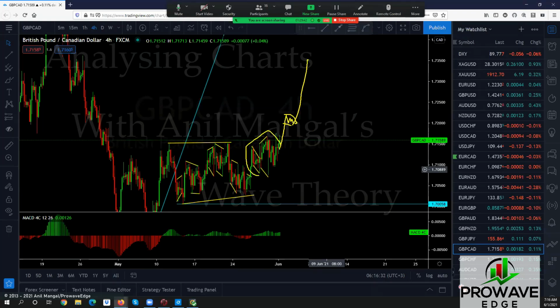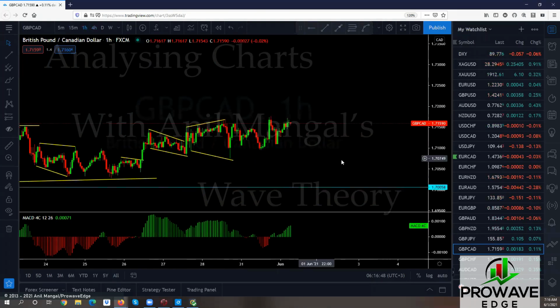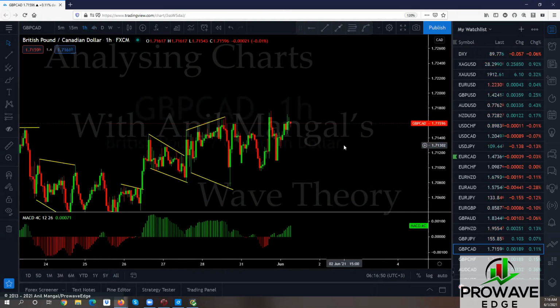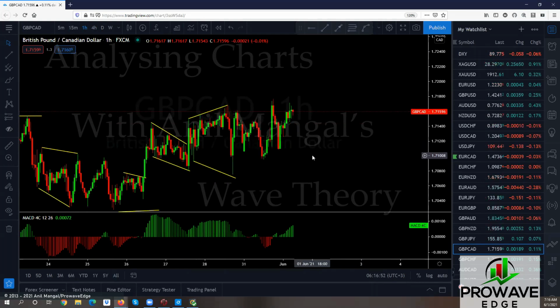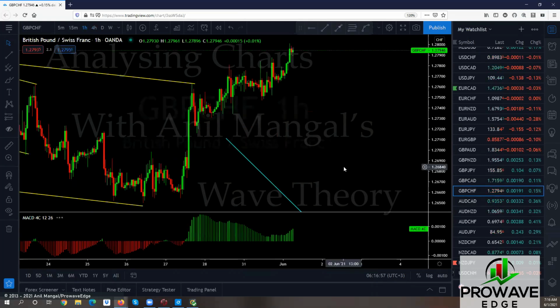Because you want to get out of that cluster. We are looking for the buy setup, but we don't have it. And we don't even have a sell setup. We're just getting flags into flags into flags. So just wait. Pound Swiss.